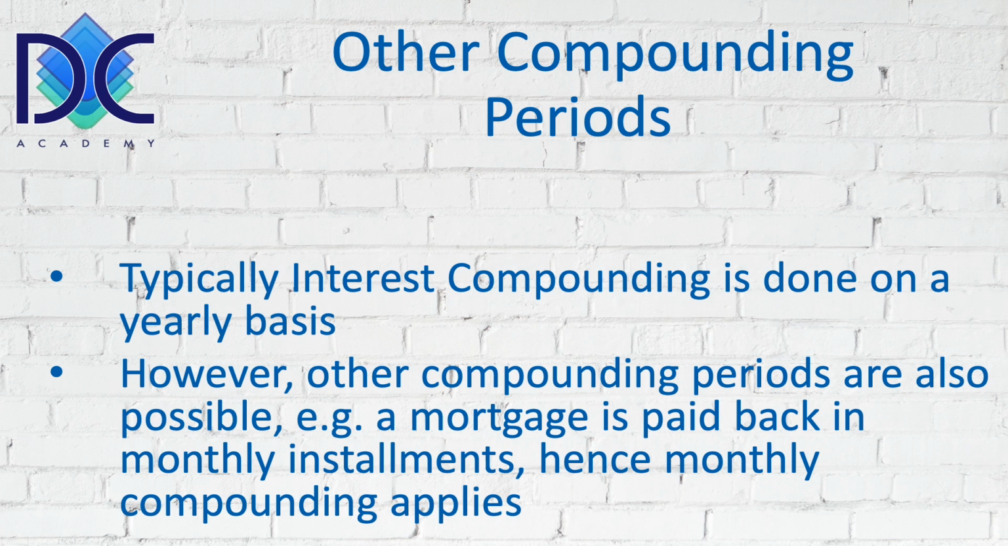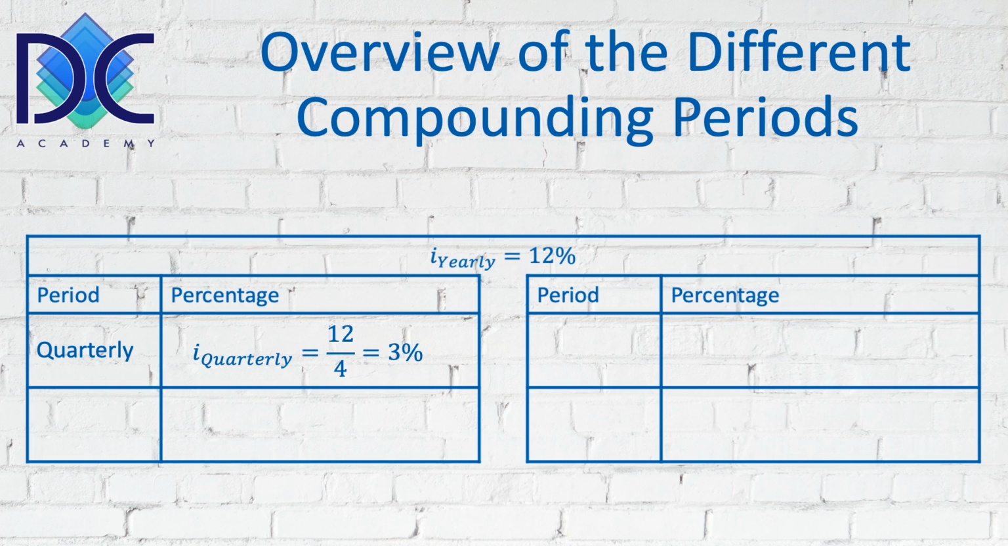Now, when we look at compounding, for example, typically a mortgage or some loan payments are calculated on a monthly basis. So basically, we apply monthly compounding. Monthly compounding is very common and it is used in a lot of applications. But we can also have other periods for compounding.